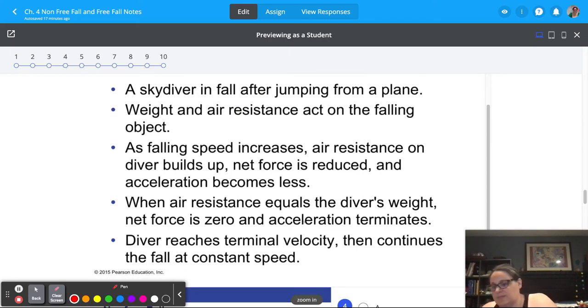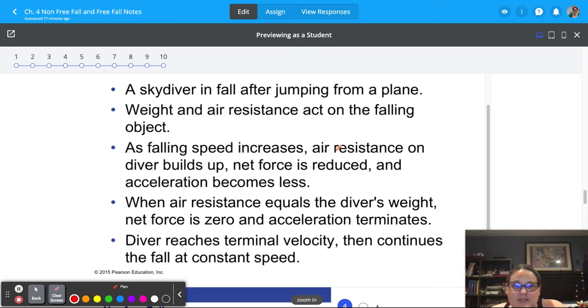And this just lays out the whole description of how a skydiver reaches terminal velocity. Remember that skydiving is done in non-free fall, meaning that there is air resistance. So a skydiver in fall after jumping from a plane, weight and air resistance act on the object.